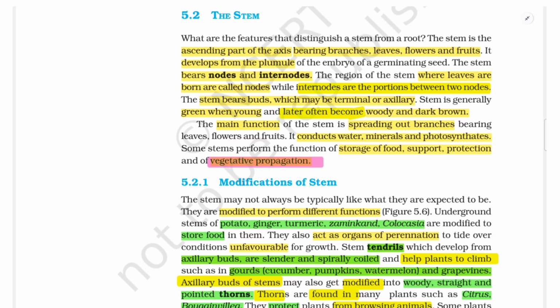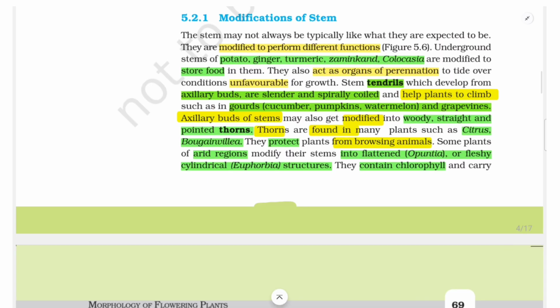The stem bears buds which may be terminal or axillary. Stem is generally green when young and later often becomes woody and dark brown. The main function of the stem is spreading out branches bearing leaves, flowers, and fruits. It conducts water, minerals, and photosynthates. Some stems perform the function of storage of food, support, protection, and of vegetative propagation.